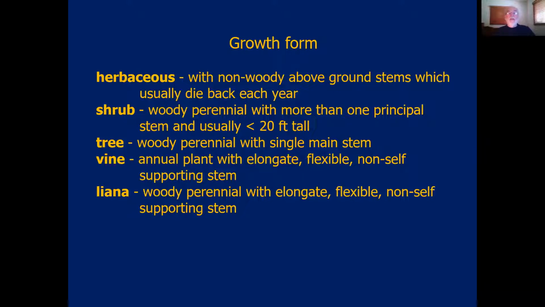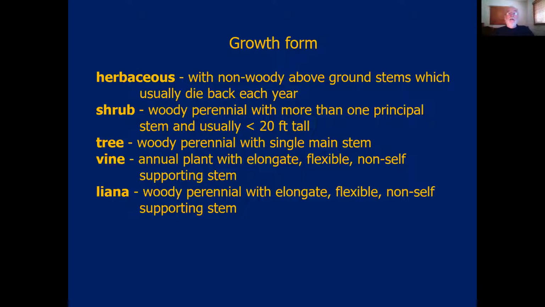Trees, on the other hand, you can recognize the growth form of a tree very rapidly, because they're like shrubs, they're woody perennials, but they have a single main stem that we call the trunk. So trees have normally one stem, a trunk, and they can be quite high. They can be much higher than 20 feet tall.